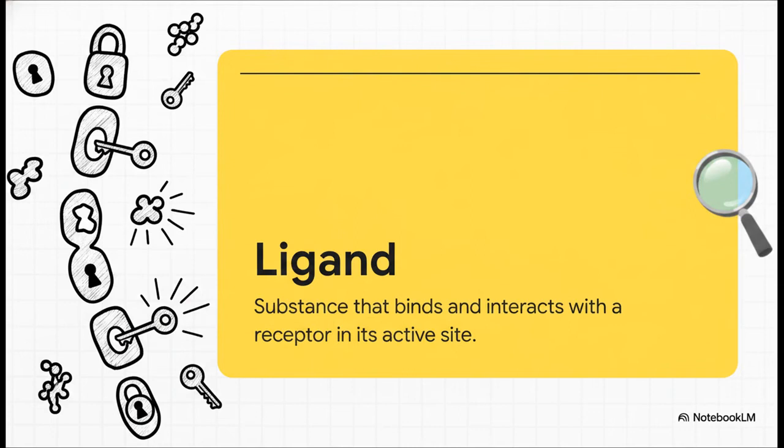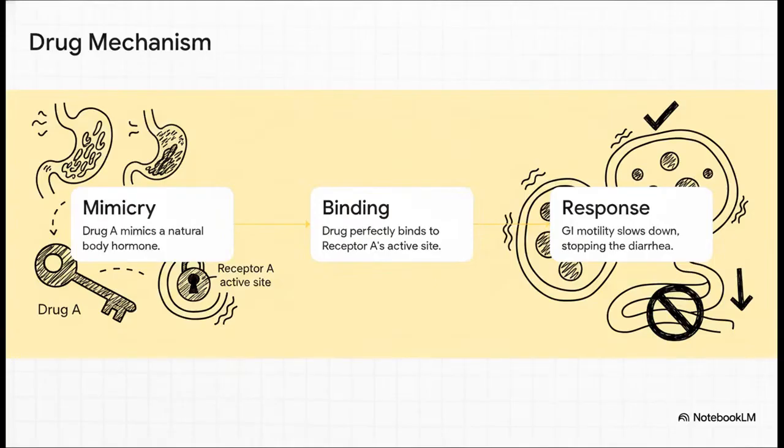A ligand is simply anything, any chemical or drug that perfectly binds and interacts with a receptor's active site. When that biological key slides into the cellular lock, boom, it triggers a very specific response inside that cell. And this brilliantly illustrates how it actually plays out in real life. Let's say you've got an awful stomach ache with diarrhea. You take drug A. Now, drug A is specifically designed to mimic a natural hormone in your body. It travels down, and it perfectly fits right into the receptor A lock. That perfect binding triggers the cell to intentionally slow down your gastrointestinal motility. And just like that, the diarrhea stops.